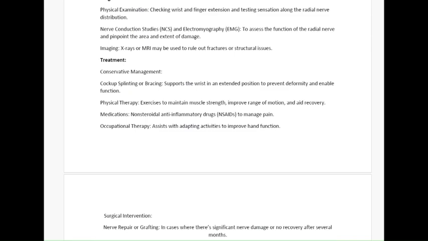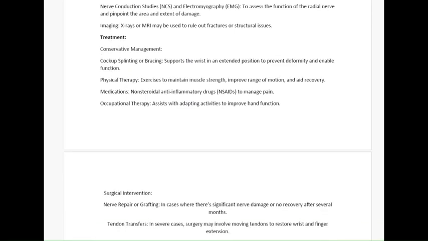Some medication, like non-steroidal anti-inflammatory drugs, to manage the pain. Occupational therapy to assist with adapting activities to improve hand function. If the conservative management didn't work, then we can start the surgical intervention. In surgical intervention, we can do nerve repair or grafting in cases where there is significant nerve damage or no recovery after several months, or tendon transfer. In severe cases, surgery may involve moving tendons to restore wrist and finger extension.